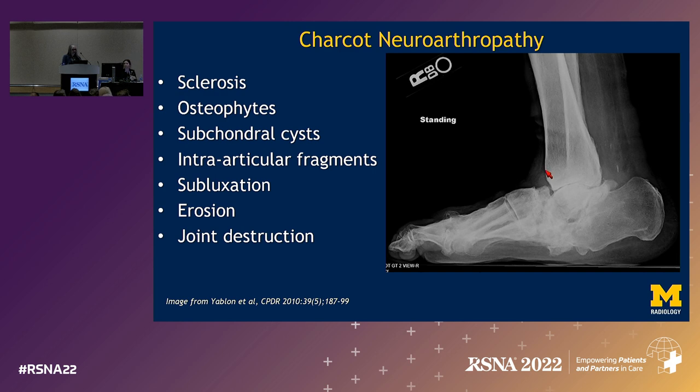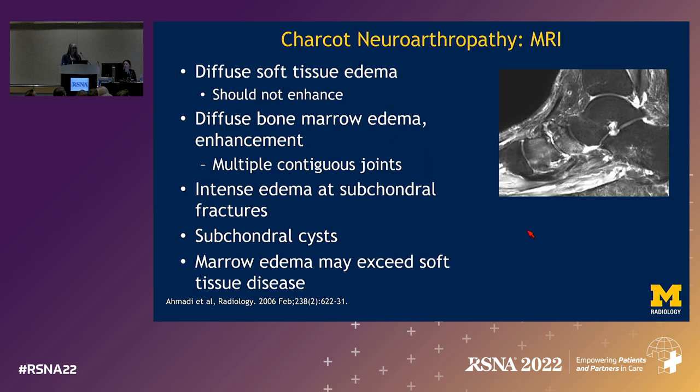So the classic findings again are sclerosis, osteophytes, subchondral cysts, and those we see very well on MRI. And it's important to note that the subchondral cysts are not very often seen in the setting of osteomyelitis. So we'll see in a few moments a case where a patient has Charcot neuropathy with subchondral cysts, but in the affected side, we don't appreciate that. And we also have subluxation, fragmentation, joint destruction.